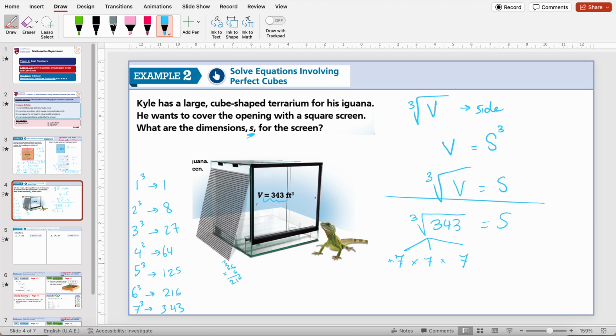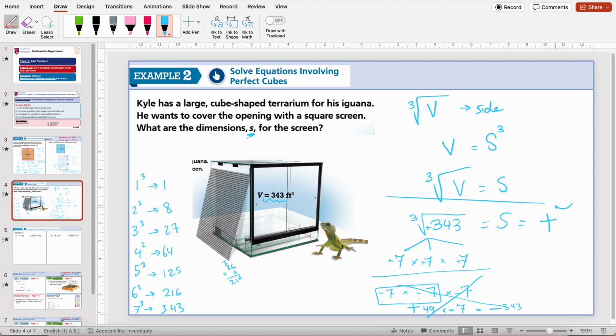Now they all need to be positive to give me a positive answer, okay? But they cannot be all negative. So if you try it all negative, negative times negative is a positive answer. It will give me positive answer. That was 49. And then multiplied by the negative 7, negative times positive will take me back to negative 343. So having them all as negative answer does not work. So in cube root there is only one answer, which is only positive 7.